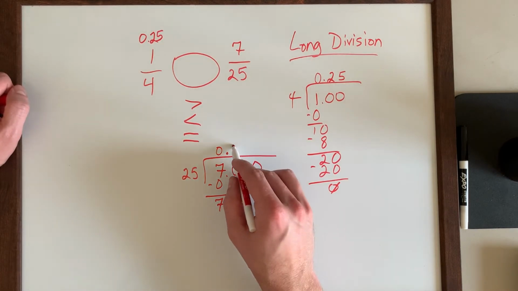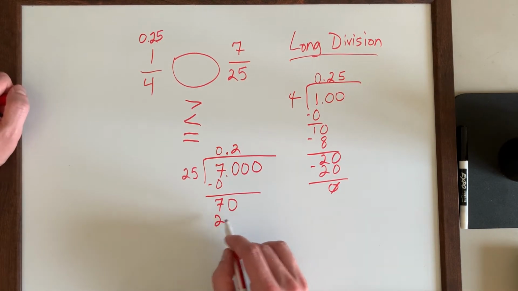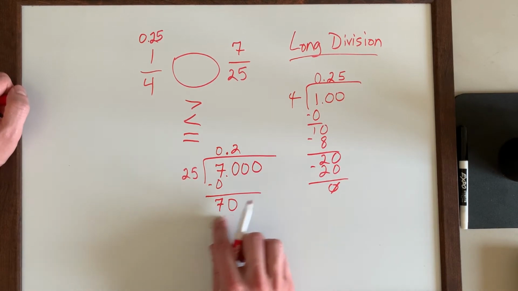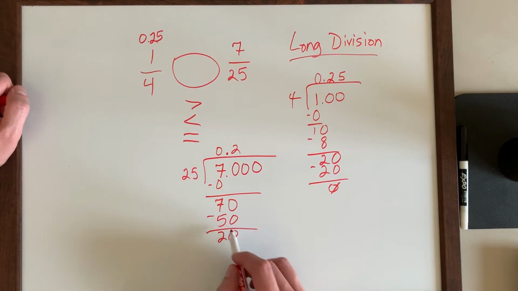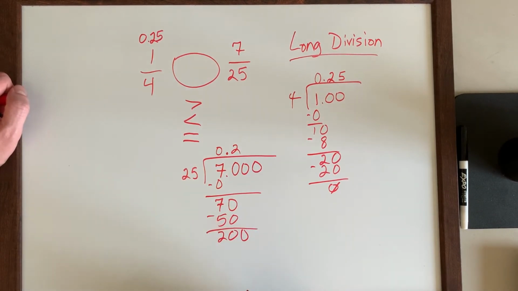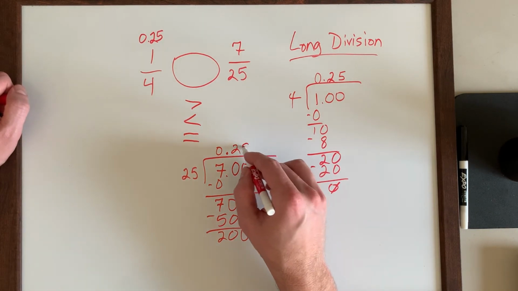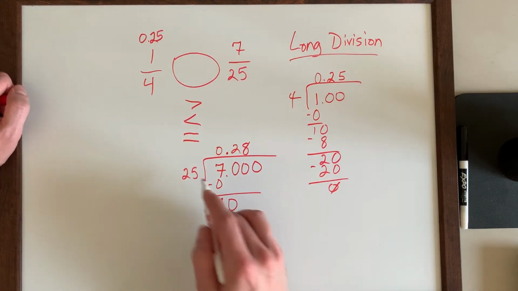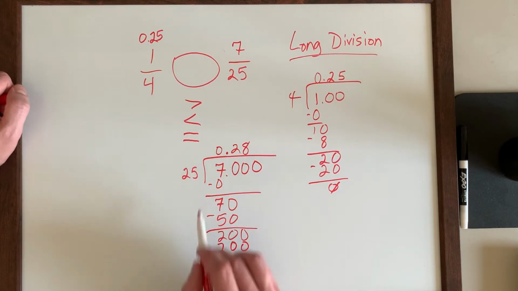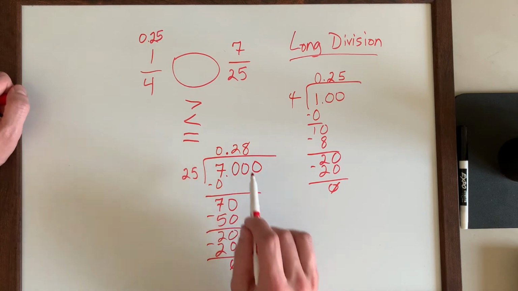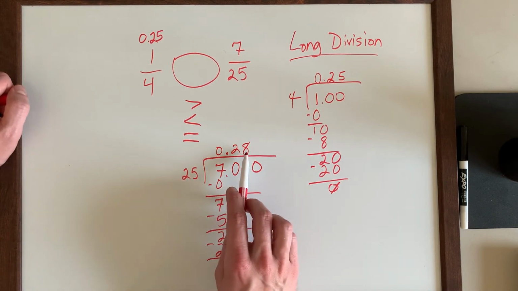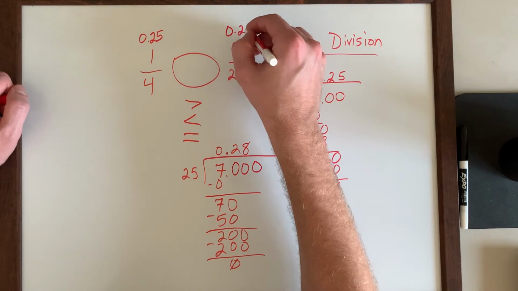25 goes into 70 twice. 2 times 25 is not 20, it is 50. 70 minus 50 is 20. I'm going to bring down the next 0. 200. How many times does 25 go into 200? Well, it goes into 100 4 times, so 200 would be 8 times. And 8 times 25, you can check this if you want with a calculator, is 200. There's nothing left over, and I'm done. So the decimal equivalent of 7 over 25 is 0.28.